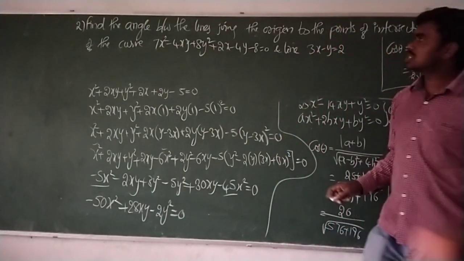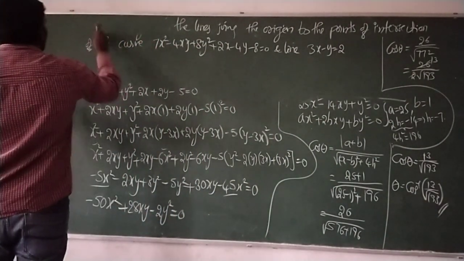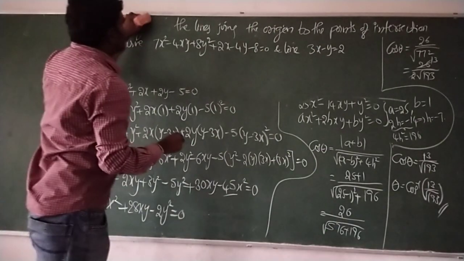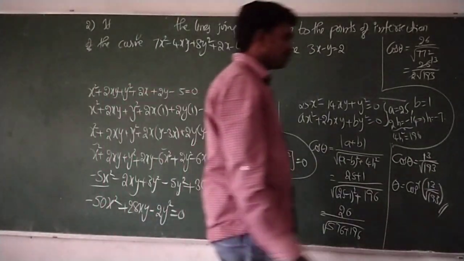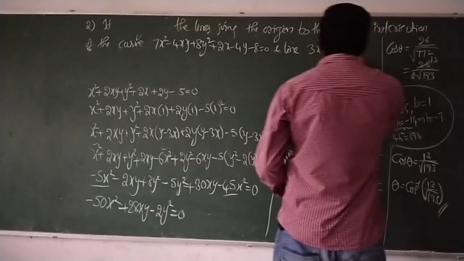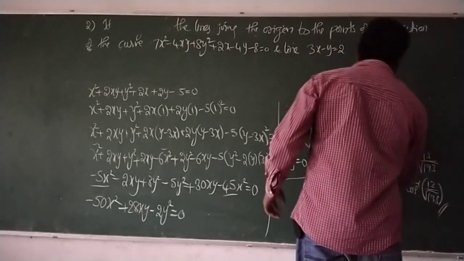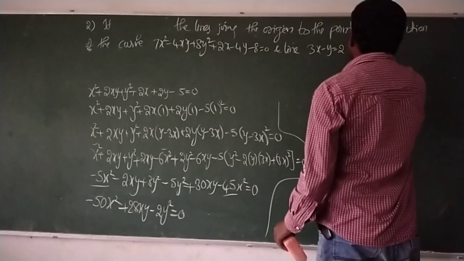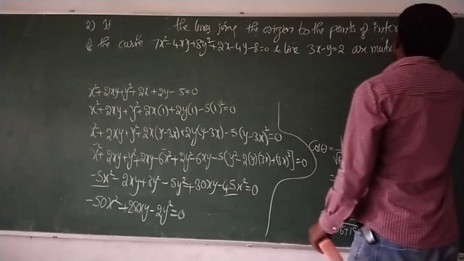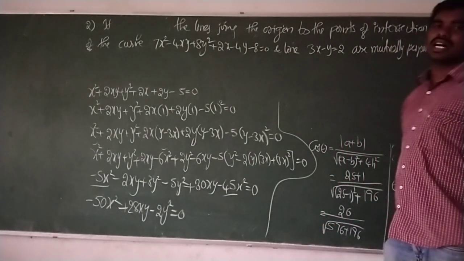See here, question is different. Find the angle between the lines. Not if the lines joining the origin to the lines joining to the origin are mutually perpendicular. So this is the second question.